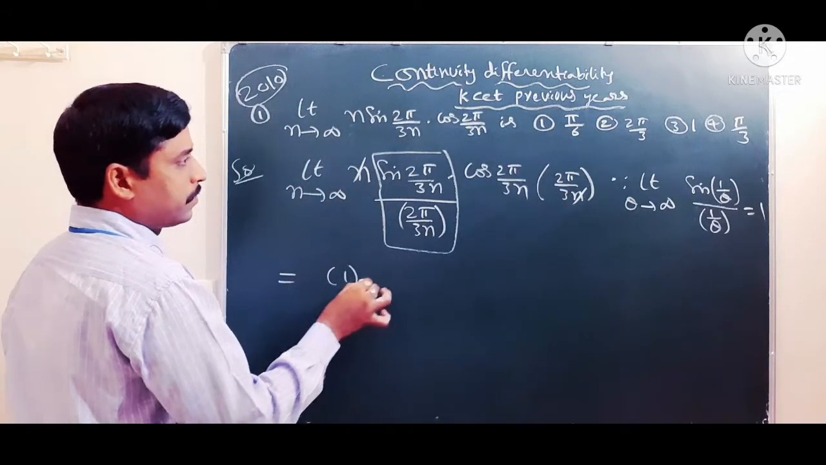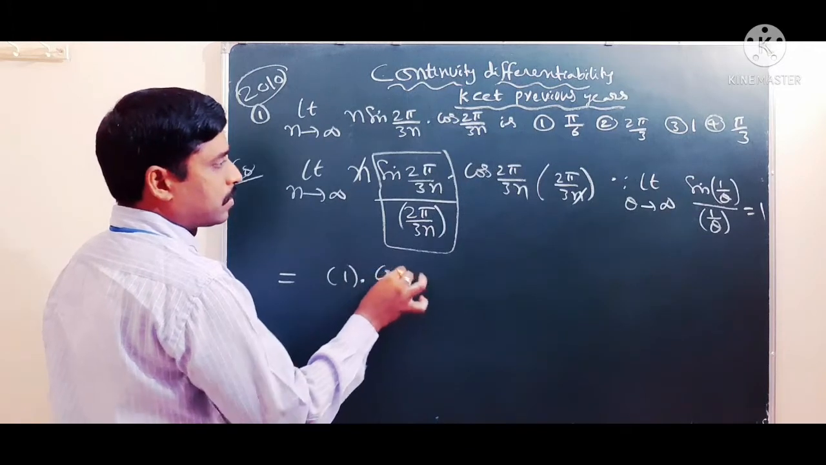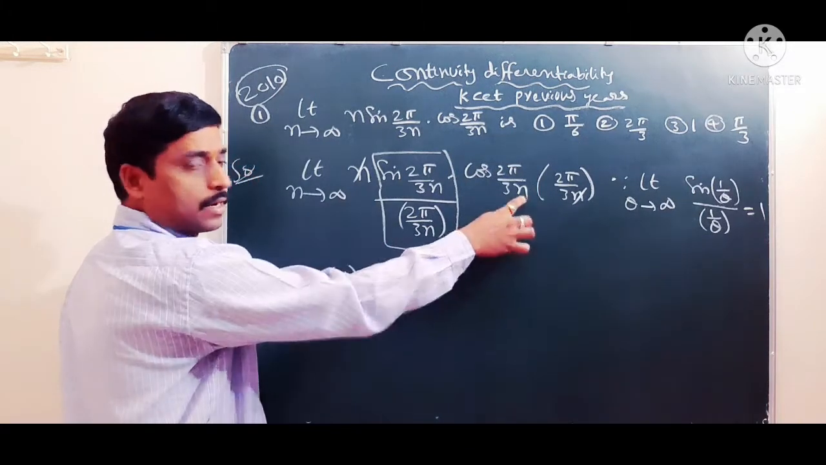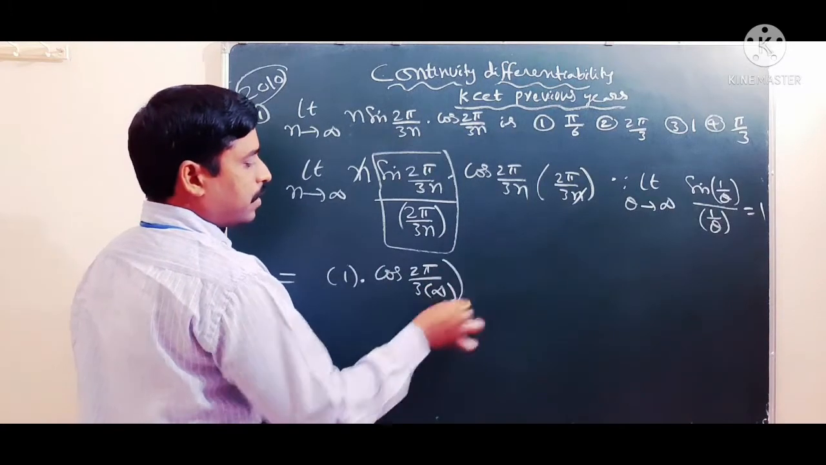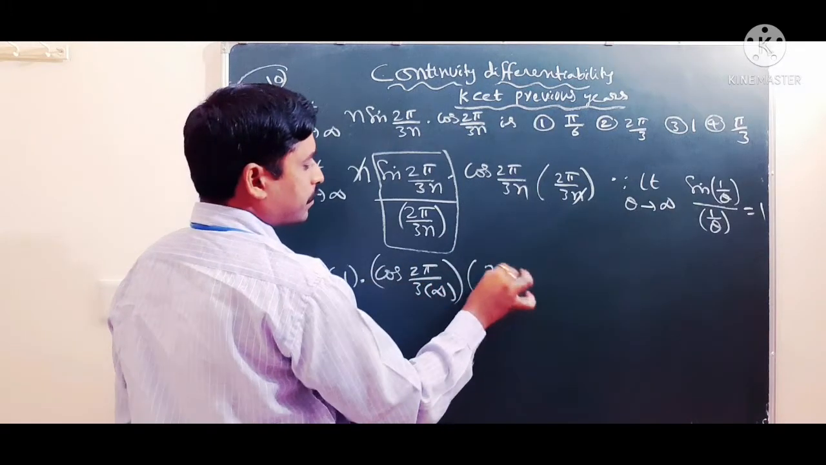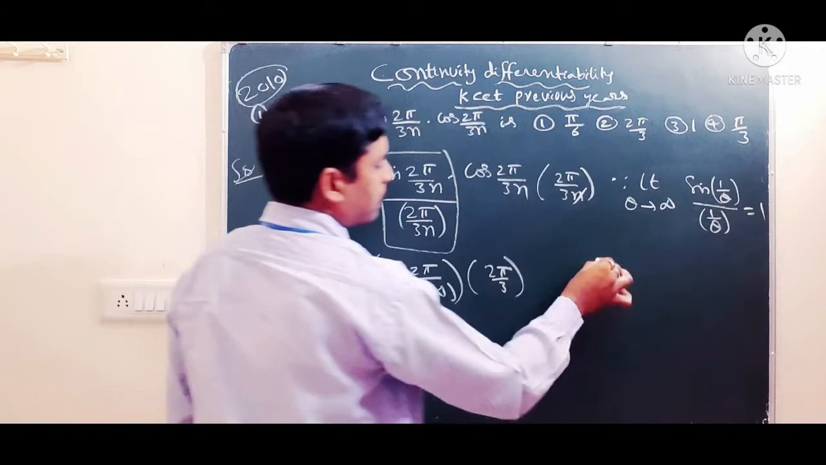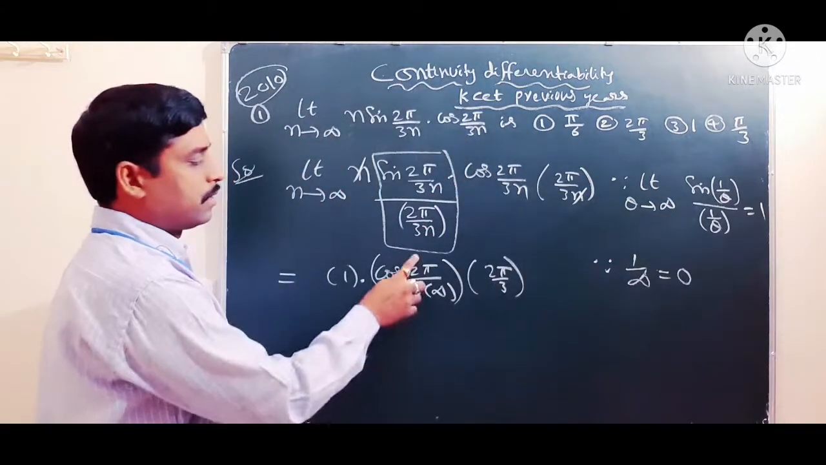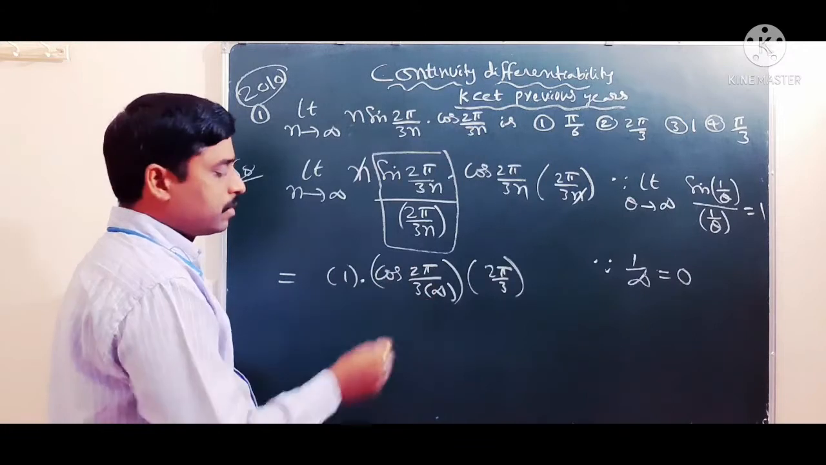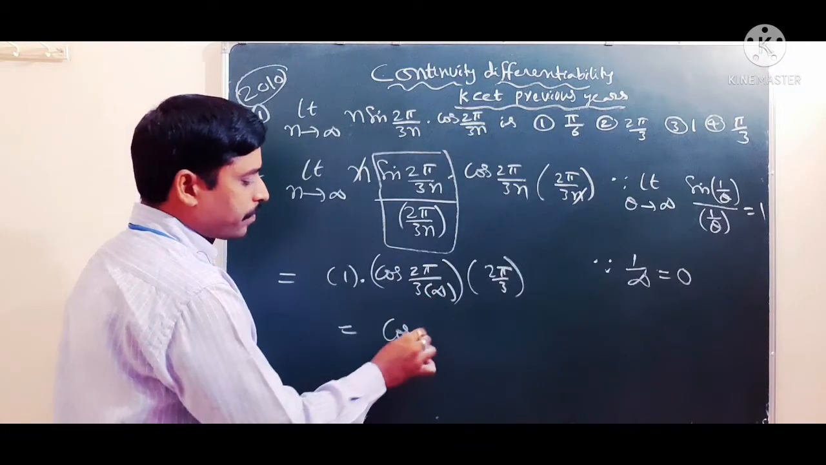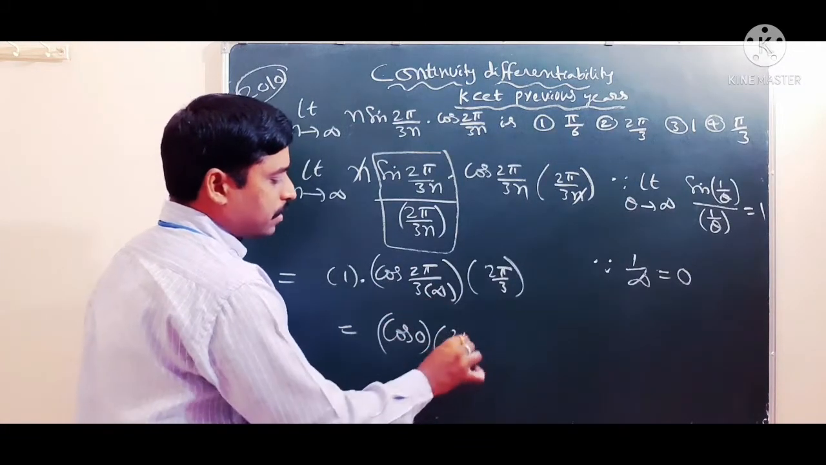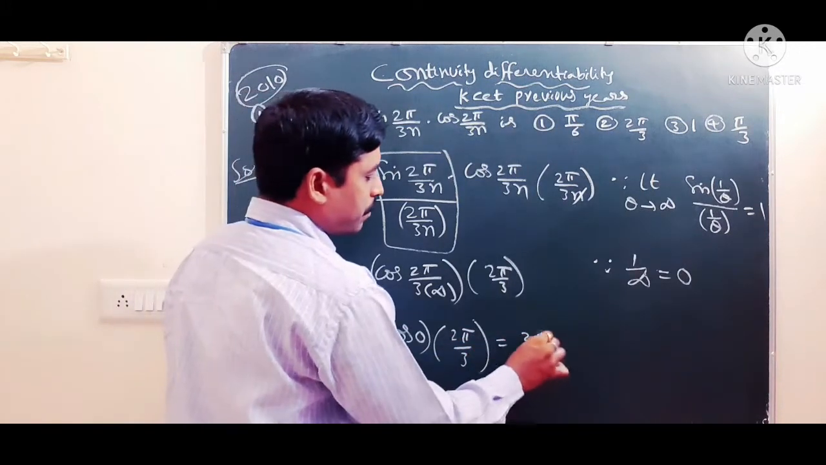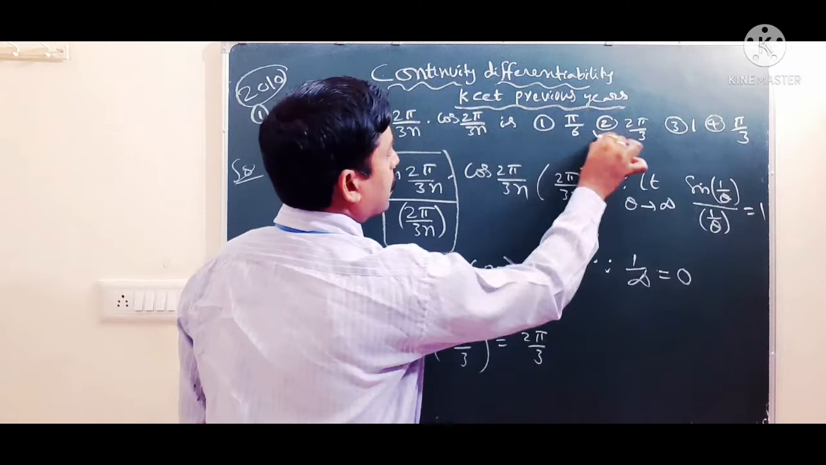So 1 into cos 2 pi by 3n into, n place we write infinity, into 2 pi by 3. So 1 by infinity value 0. Anything by infinity equals 0. This is cos 0 into 2 pi by 3. Cos 0 value is 1. This is nothing but 2 pi by 3. So the second option is correct.